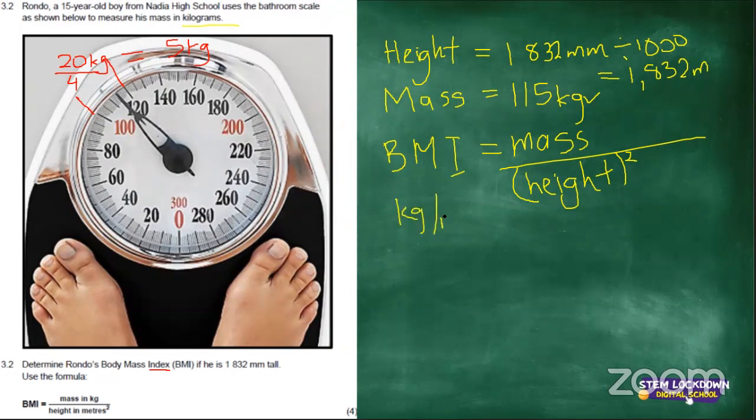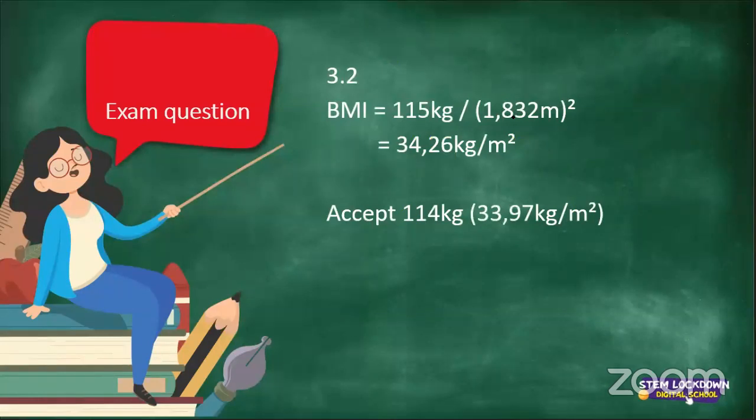For BMI, your units are actually kilograms per square meter. So to get kilograms per square meter, your mass must be in kilograms and your height must be in meters. So my height is now in meters, I'm happy, and my mass is in kilograms, I'm happy. So all I do now, using my formula, is mass 115 kg divided by 1.832 meters, squared.